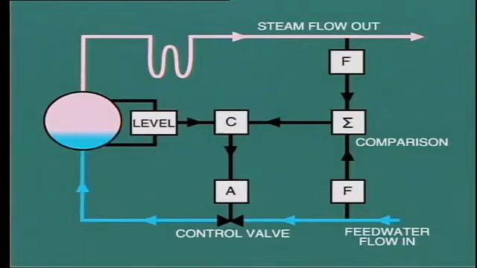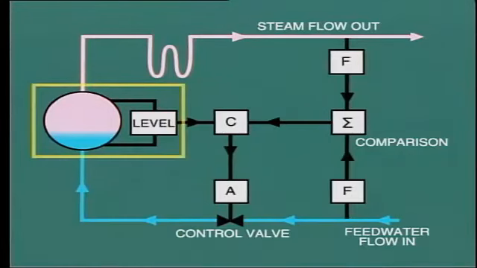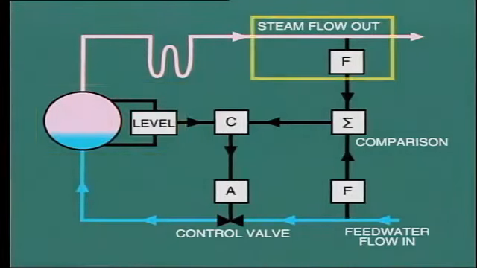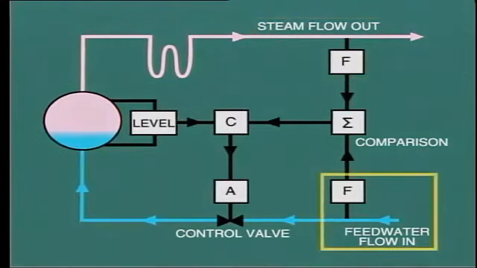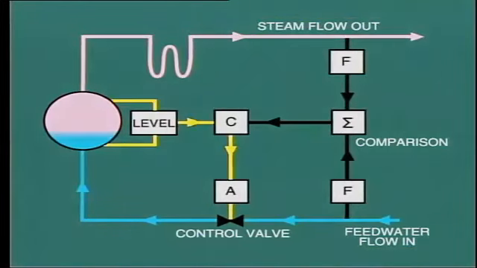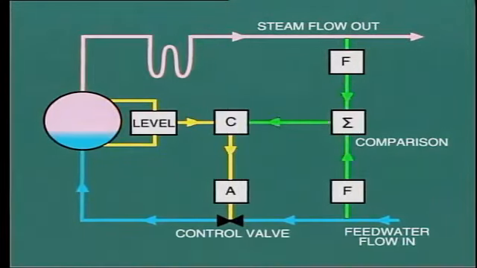Another multi-element control system that is vitally important is the boiler feed water control system. The three elements include the actual level of water in the drum, the steam flow out from the boiler, and the feed water flow into the boiler. In this arrangement, the level signal tries to adjust the feed water control valve to maintain a constant level. At the same time, the difference between steam flow out and feed water flow in acts as an anticipatory signal so as to provide anticipatory action on the control valve.